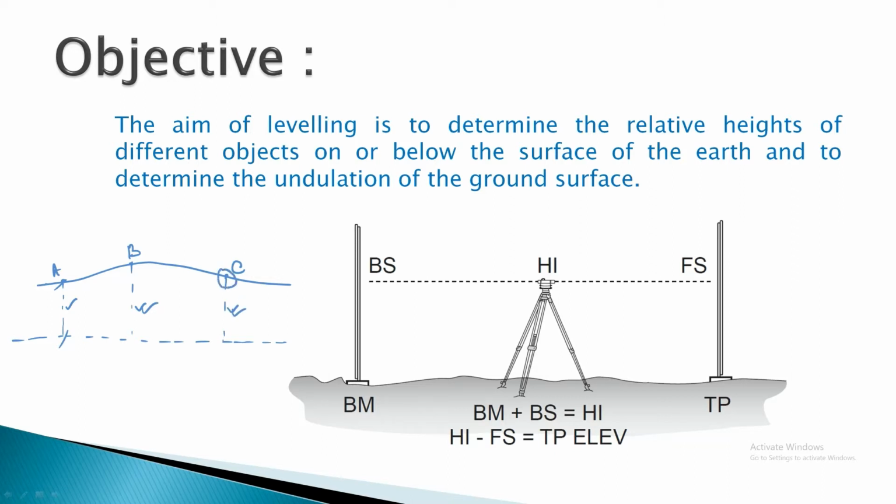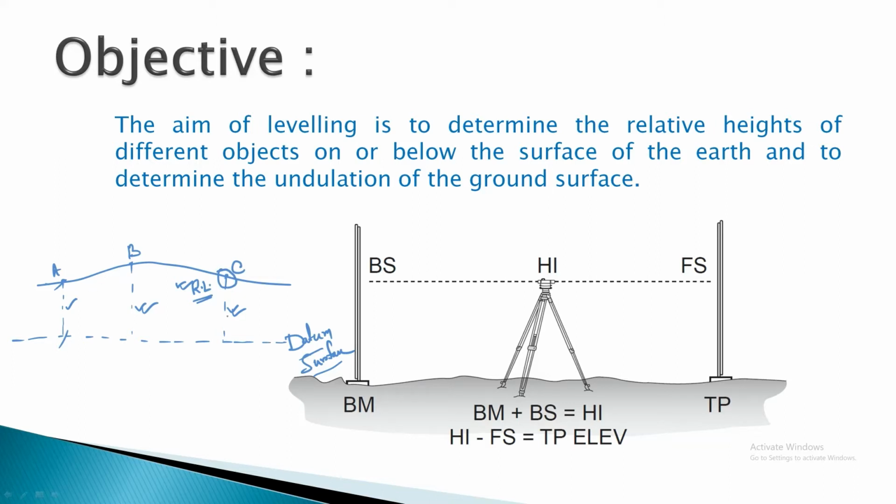Now there is a fixed term called the reduced level. Whatever value we get is the reduced level. So what is the reduced level? It is the height from the fixed level, or you can say the datum, that is called the datum surface. From the datum surface, whatever the vertical height of this point, suppose C, B or A, that is called the reduced level of that particular point.